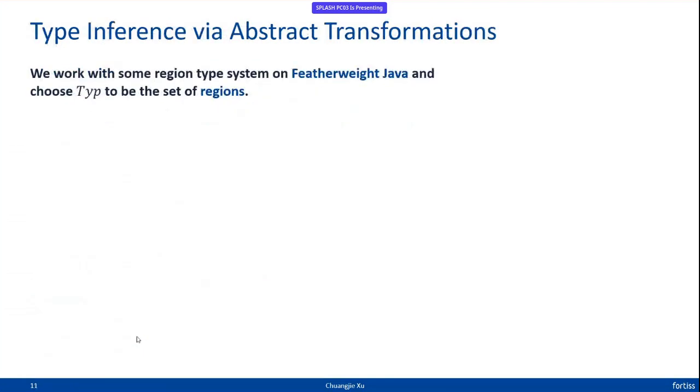And now we can start talking about the type inference algorithm. We are going to work with region types, and we work on a region type system for Featherweight Java. Here I will not go into the detail of the type system, but just to say that now we are working with regions, okay?